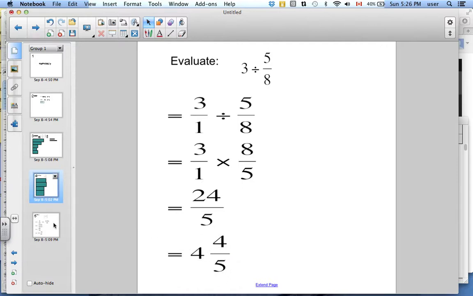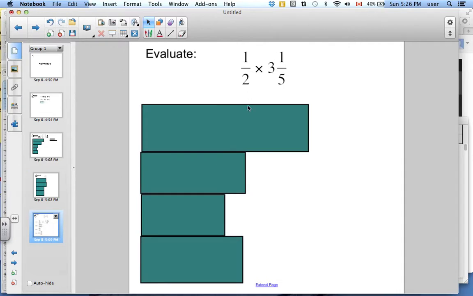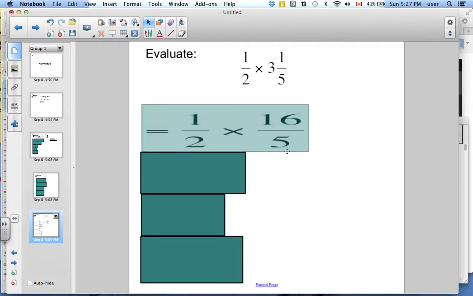Our last example here is 1/2 multiplied by 3 and 1/5. Well, we're going to have to change this fraction here. I want to change it first to an improper fraction so it's easy to multiply straight across. So we change it by multiplying your 5 by your 3, and then you add 1. So we get 5 multiplied by 3 gives us 15, plus 1 gives us 16. So you're going to have 1/2 multiplied by 16 over 5. The next step here, multiply your numerator straight across, multiply your denominator straight across. So we're going to get 1 multiplied by 16 gives us 16. 2 multiplied by 5 gives us 10. So we're going to have 16 over 10.